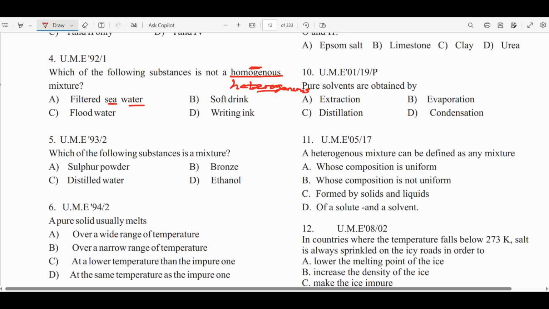The word "filtered" has changed what you have here. Because you have filtered the seawater, you have taken out the sodium chloride, so you only have the water.